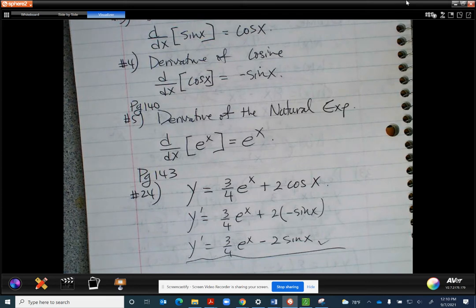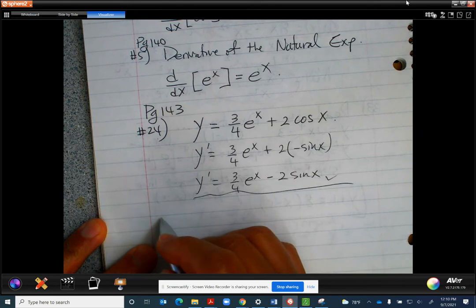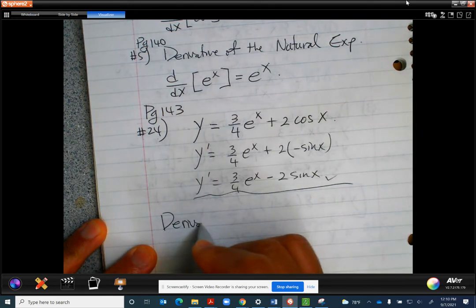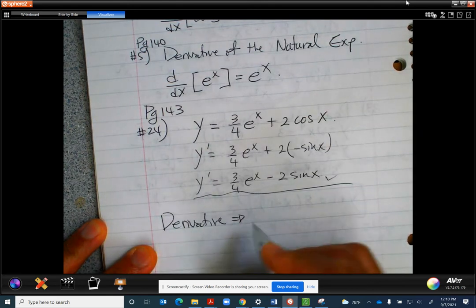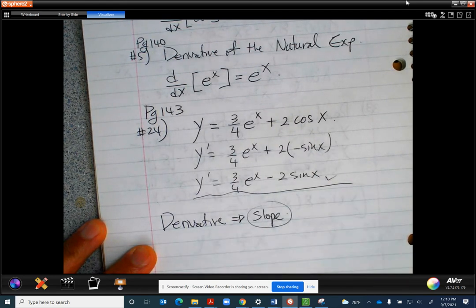Alright. Now, of course, we need to apply this information to something. Like, why do we use derivative? What do we use derivative for? Like, I mean, why is this so useful to me? Okay? So, let's go back. Derivative, we think of it as a slope. Right? Isn't that what we said? Derivative is the same thing as a slope.